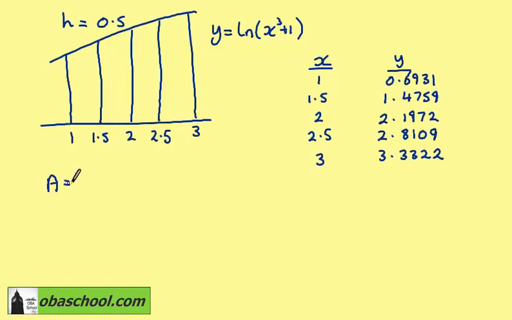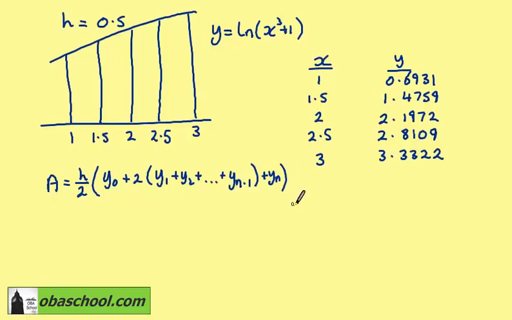We know the area is given by h over 2 times y naught plus twice all of the intermediate y's and then the last y on its own. This is y naught and this is yn for this case.